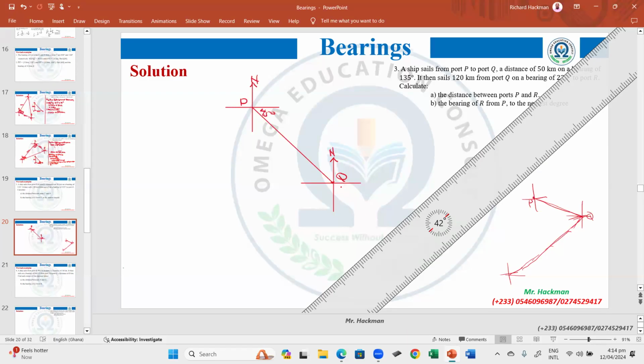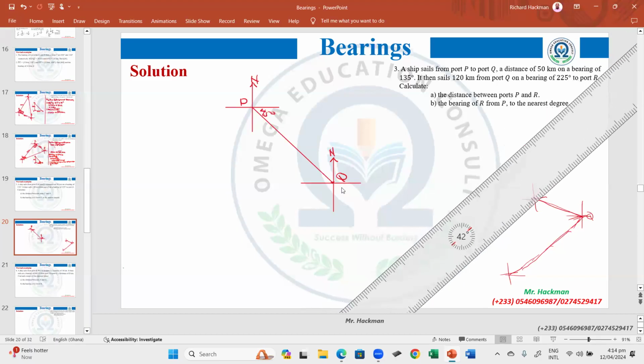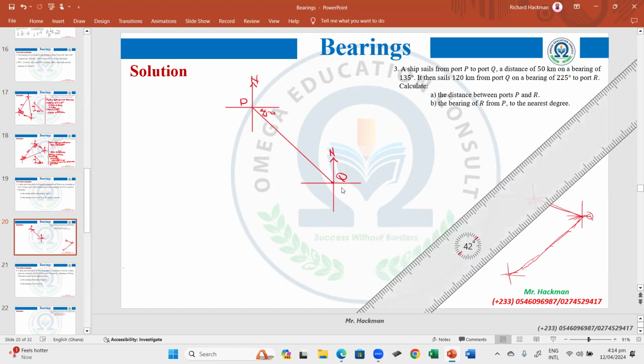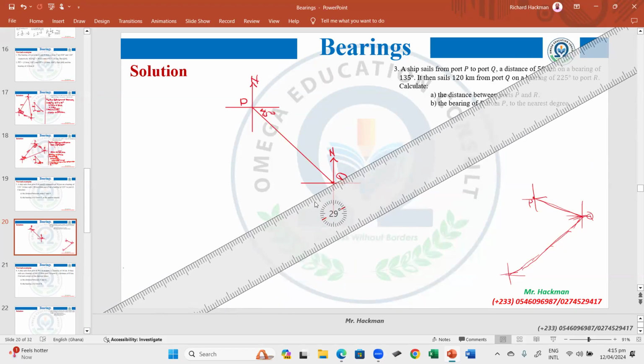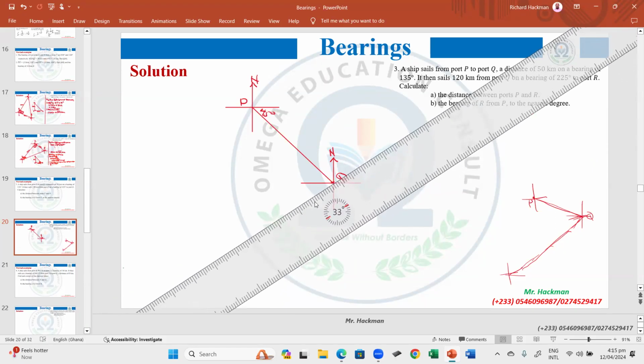Then now from Q to R, we are told the bearing is what? 135. Oh, sorry, 225, forgive me. So from here to here is 180. So it means 225 will be between 180 and 270. If this is 180, I need how much more to get to 225? Again, 45, right? So I need 45 more. The 45 that I will add, please take note, I will indicate.